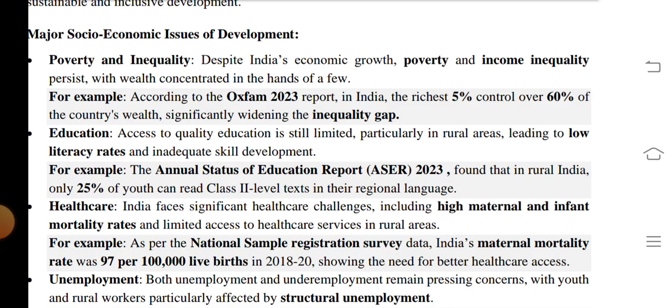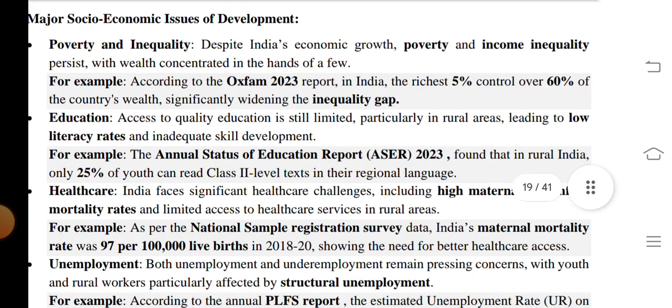Education: access to quality education is still limited, particularly in rural areas, leading to low literacy rates and inequalities in skill development. For example, the Annual Status of Education Report, ASER 2023, found that in rural areas only 25% of the youth can read a class 2 level text in their regional language.